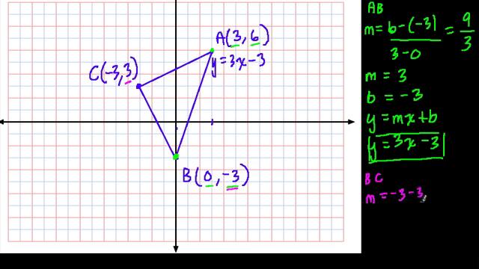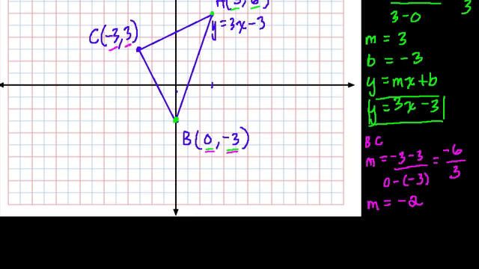-3 minus 3 over delta x, so 0 minus -3. And what's that? Well, -3, take 3 away, you get -6. 0 minus -3, right, is positive 3. So the slope is -6 over 3, which is what? Well, that's just -2, right? Because -6 divided by 3 is -2.